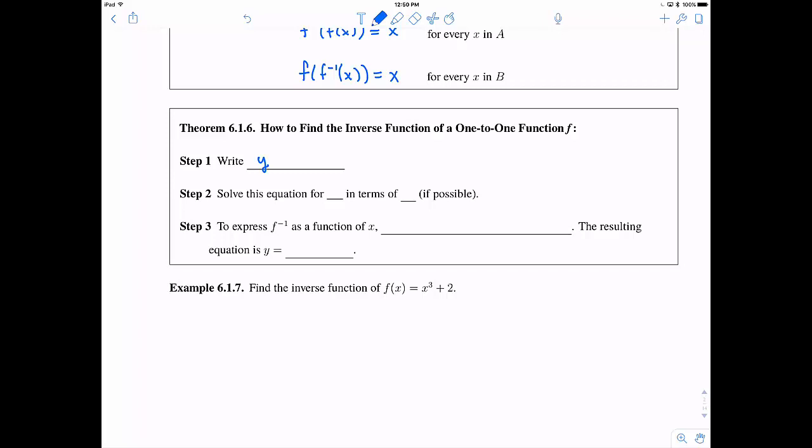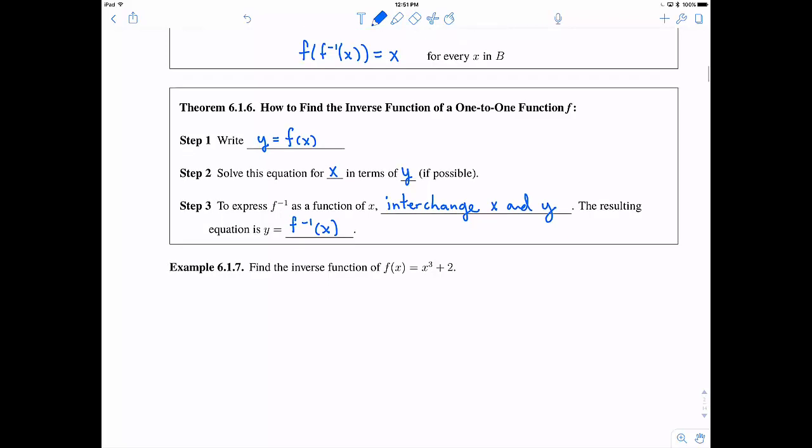So how do we figure out the inverse functions? The first thing you need to do is write down y equals f of x, so everywhere you see an f of x, you change that to a y. Now we're going to solve this equation for x in terms of y, whenever possible. Then we want to express f inverse as a function of x, so we interchange x and y. The resulting equation is y equals f inverse of x.